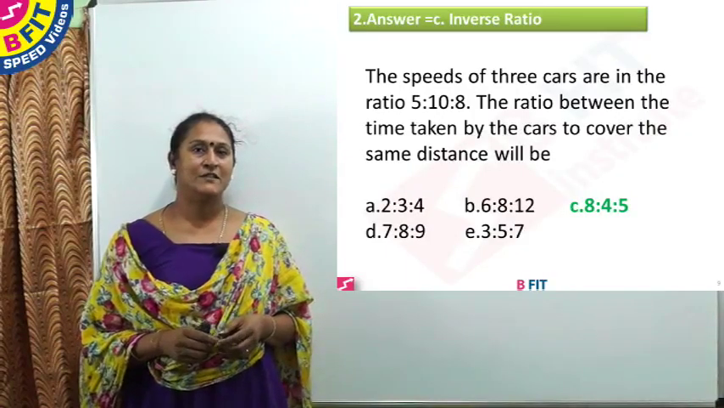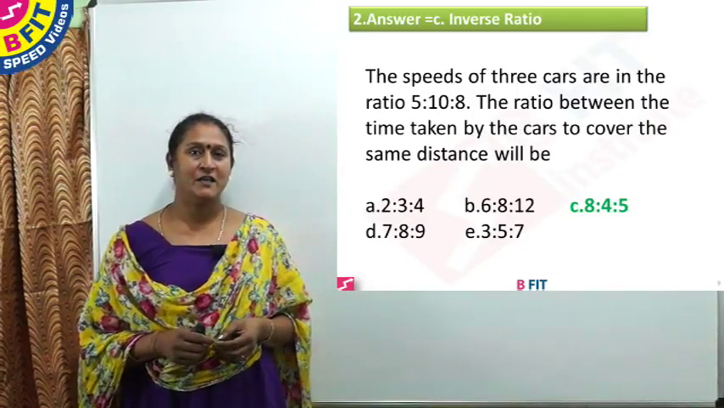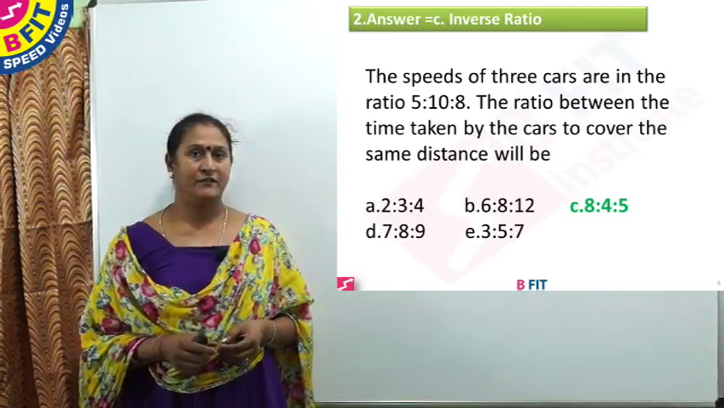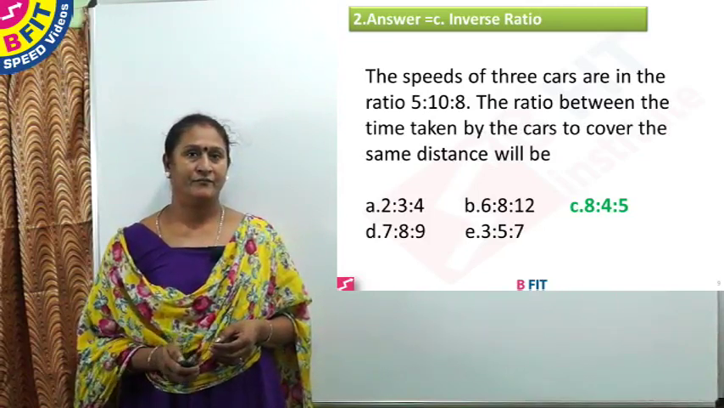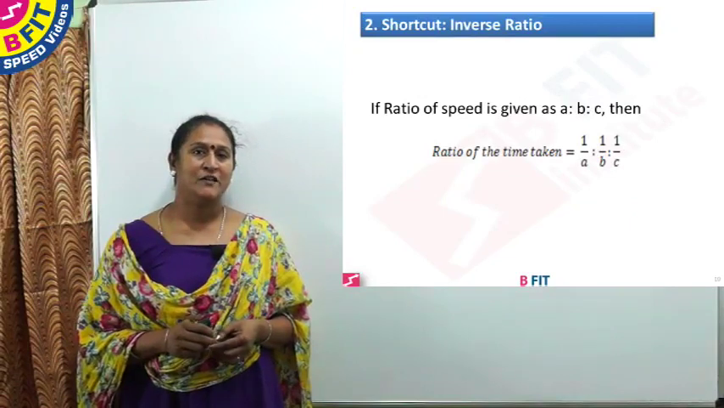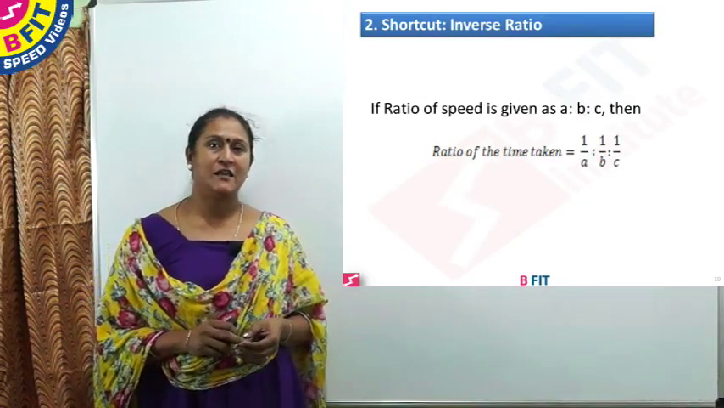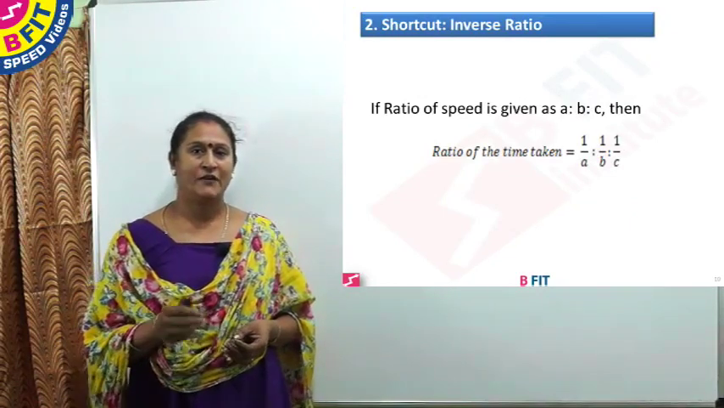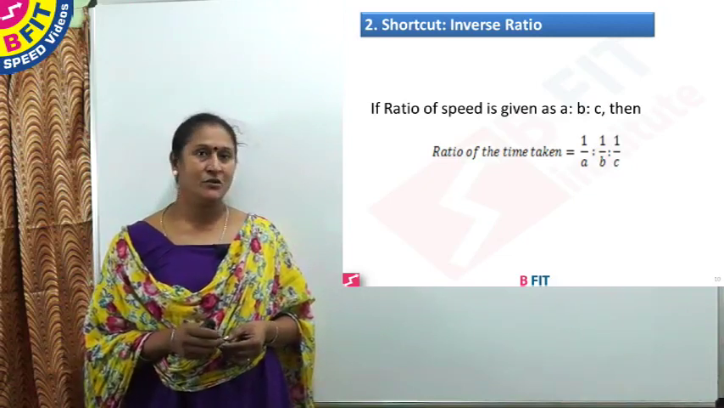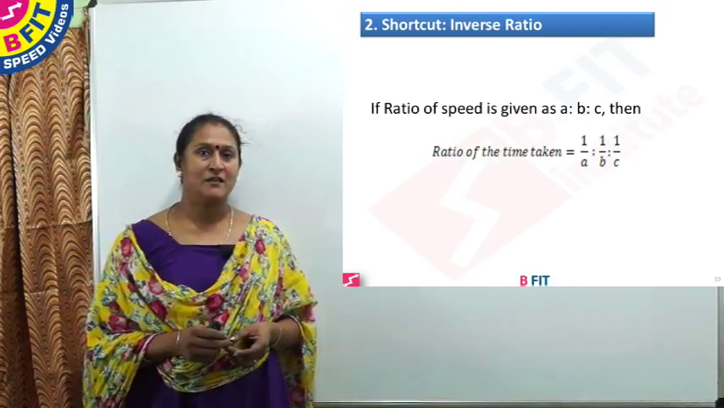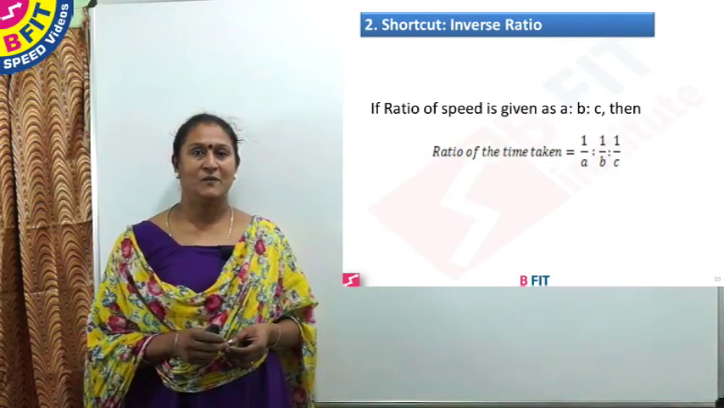So the answer for question number 2 is option C, 8:4:5. Here, when the speed ratio is given as A is to B is to C, the ratio of time taken, that is the inverse ratio, is got as 1/A is to 1/B is to 1/C.